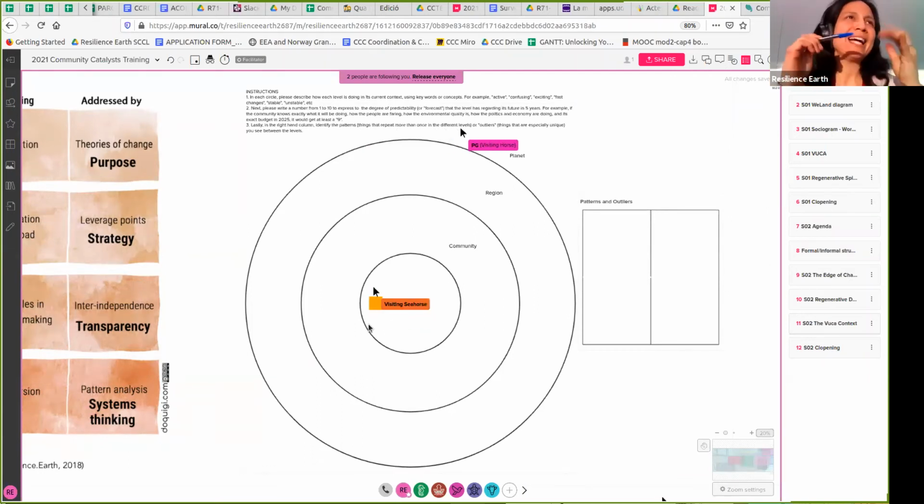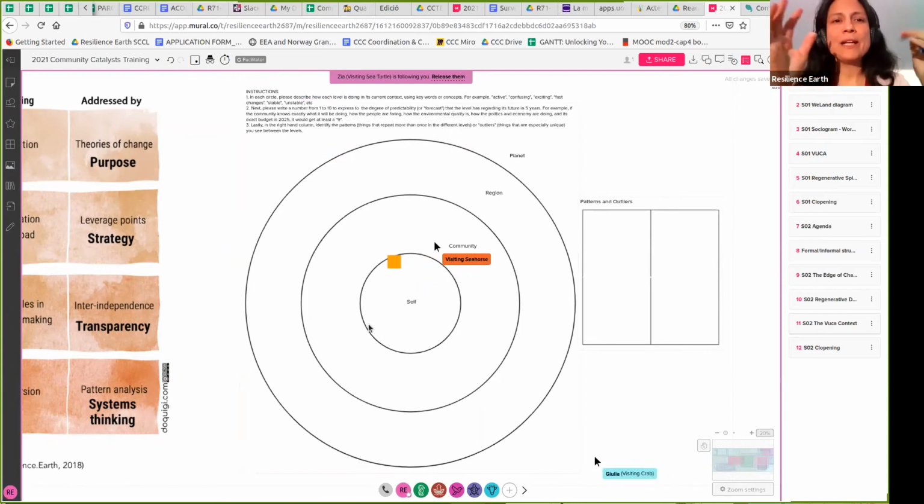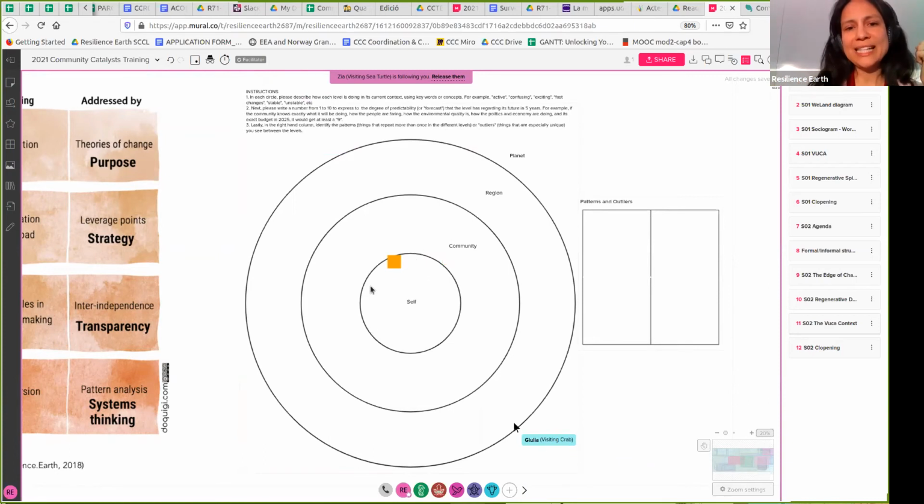And 10 would be like, I know the address of my house, the name of my lover, the job that I have, and what I'll be eating that day. That would be a 10. So the exercise was to do it at a nested level.